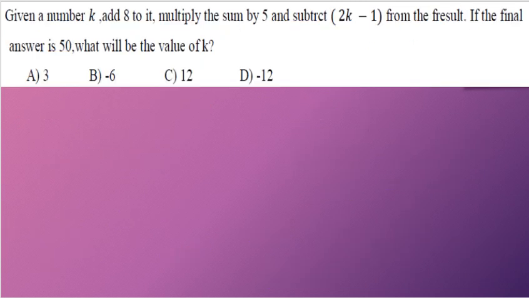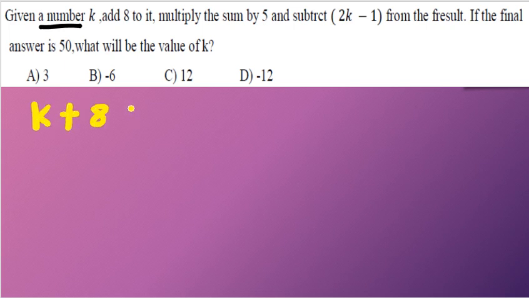The next question. It says given k, a number k, added 8 to it, multiply the sum by 5 and subtract 2k minus 1 from the result. If the answer is 50, what will be the value of k? First of all, we have a number k, then what? Add 8. We have a number k, then add 8.